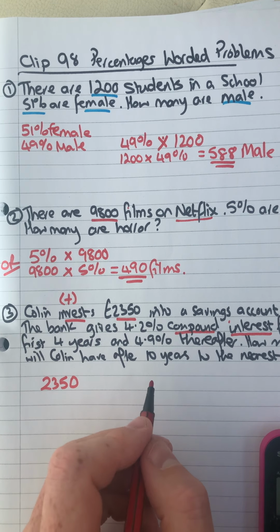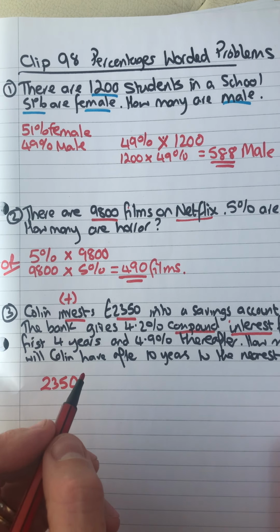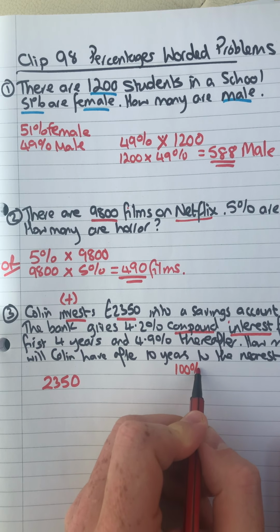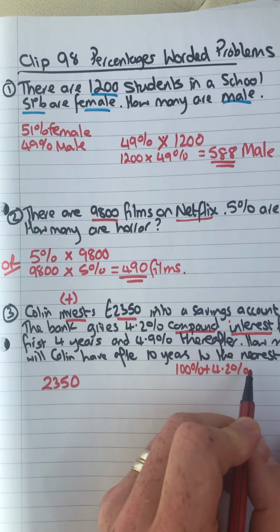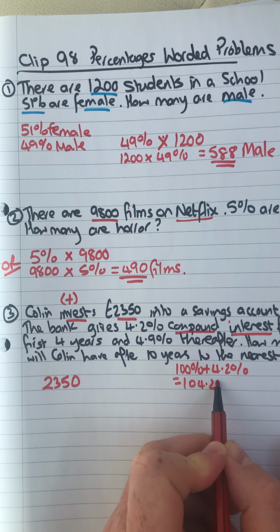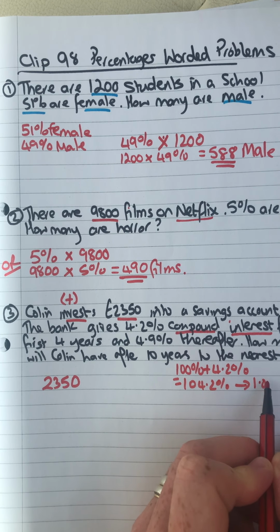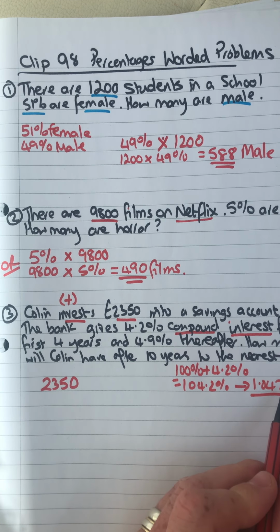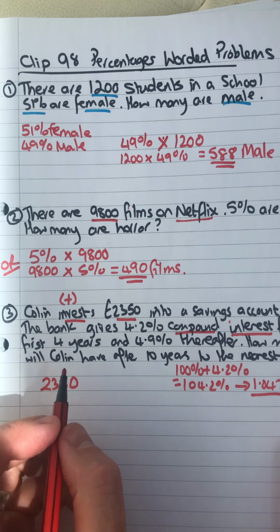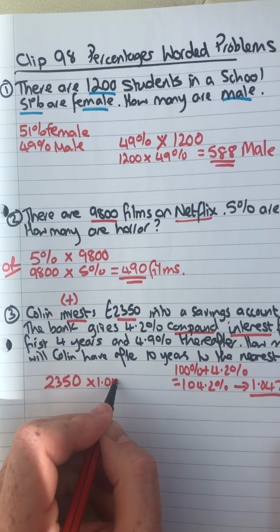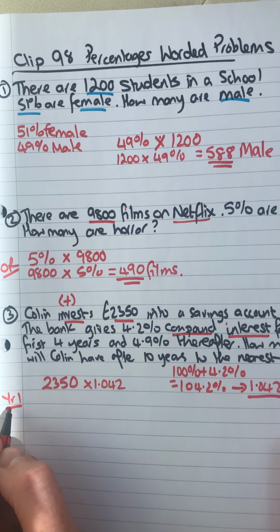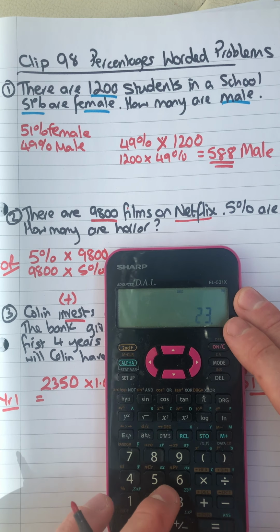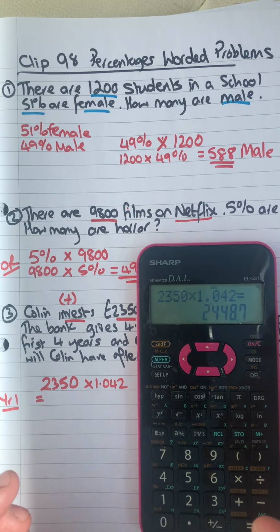Now, there's a couple of ways of doing this. The easiest way is to use the multipliers that we've done so far. So 100% plus 4.2% is 104.2, which is 1.042 as a multiplier. So if I times a number by 1.042, I will get an increase of 4.2%. So after year one, after the first year, if I did that calculation, I'd get how much I would have after a year.